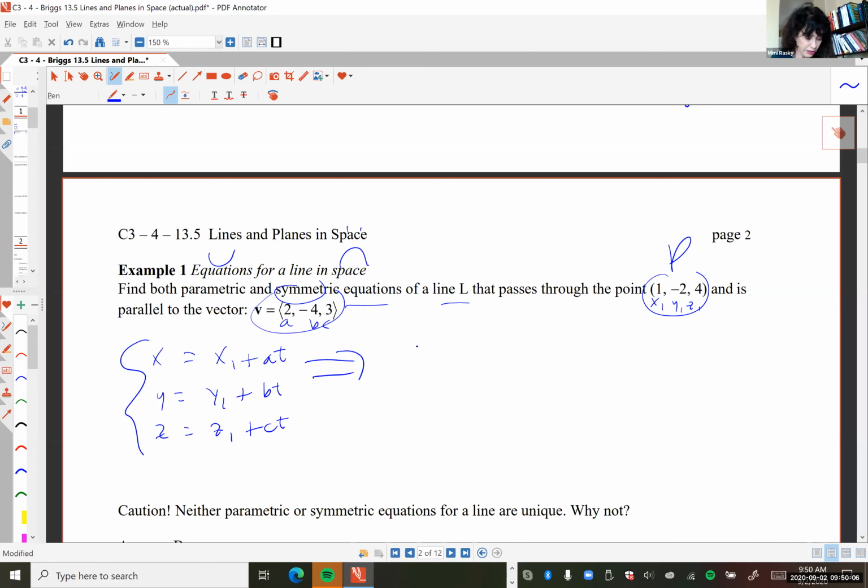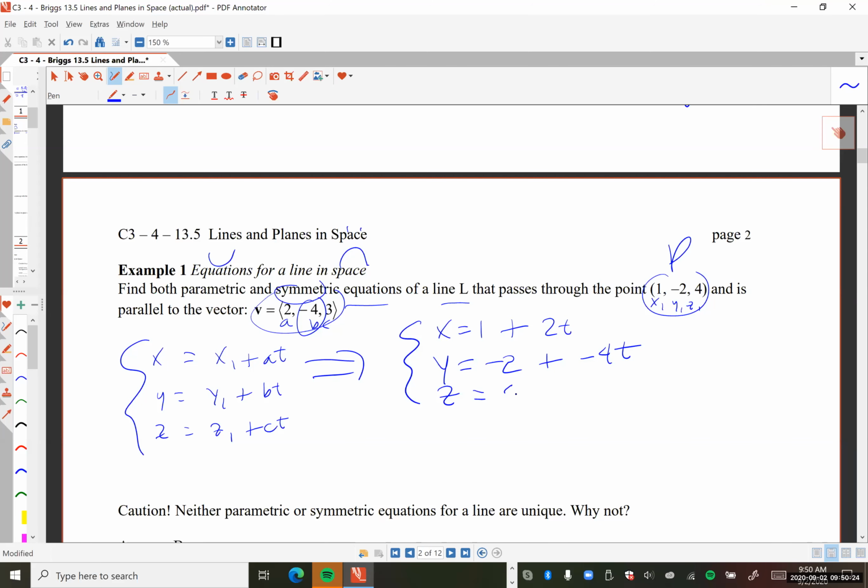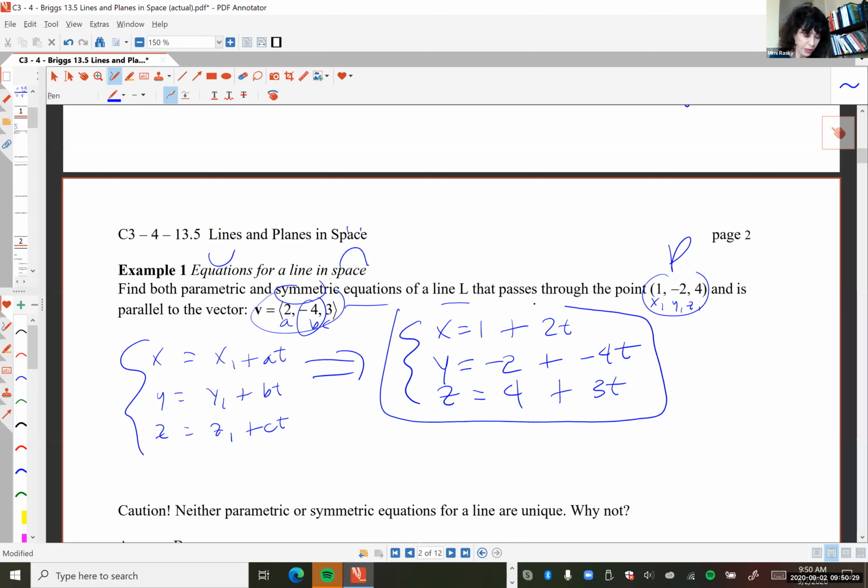So we're just going to do what we need to do here. We're going to have x is equal to what? The x coordinate of P plus 2 times t. Y is equal to the y coordinate of our point plus the y component times t. And the last parametric equation is 4 plus 3t. Boom, I'm done. There's the parametric equations that represent a line in space.